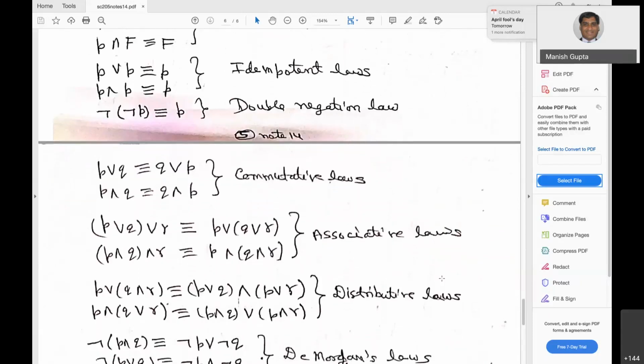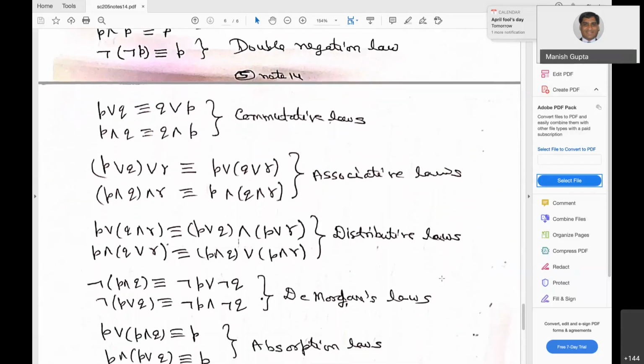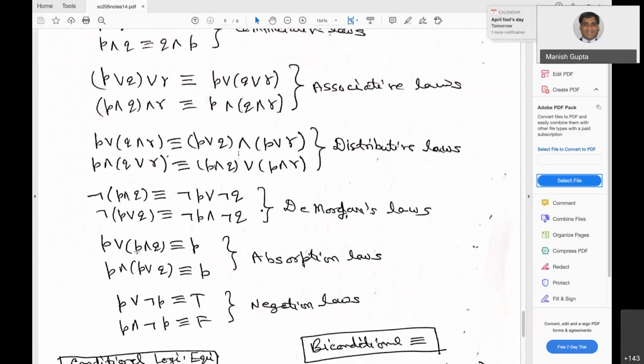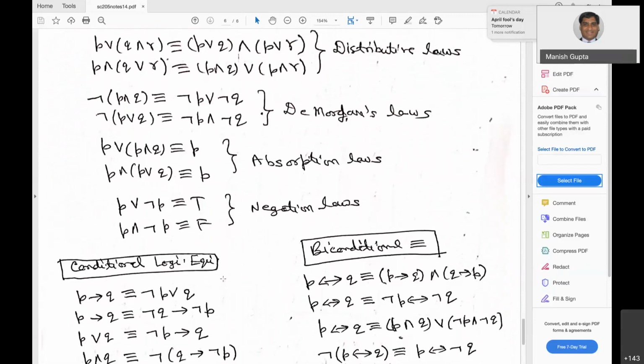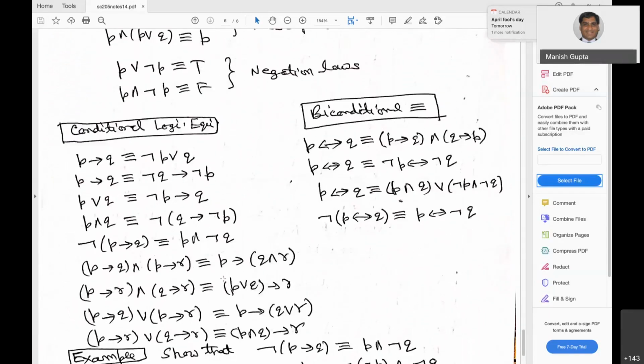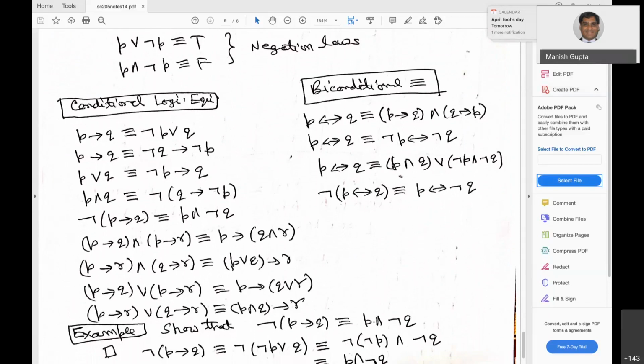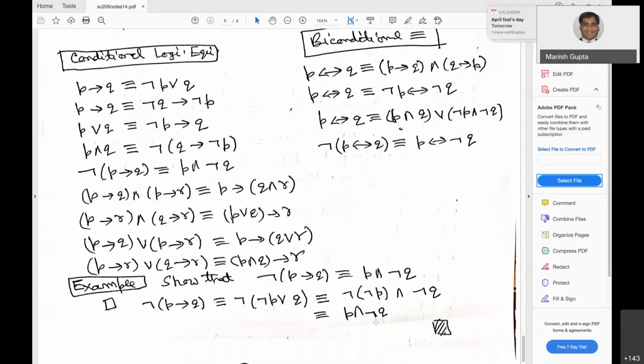Commutative laws, associative laws, distributive laws. De Morgan's law, we just saw that. Absorption law: P join P meet Q is the same thing as P, and so on. So negation laws. Then we have conditional logical equivalence laws, biconditional equivalence laws. All these laws are there. Standard tables are also given in your book. You may verify them using the truth table.